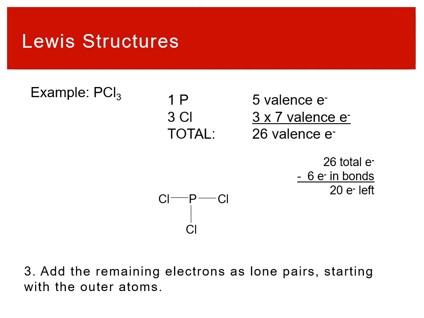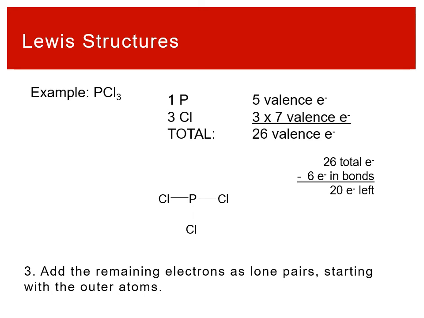I started with 26 total. In starting to draw my Lewis structure by implementing single bonds, I have already assigned 6 electrons there. I have 3 bonds, 3 times 2 is 6 total electrons. So I now have 20 electrons left to fill the octets of all my atoms.